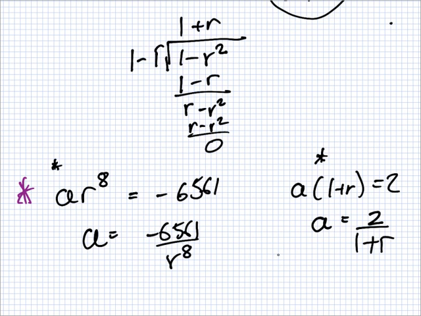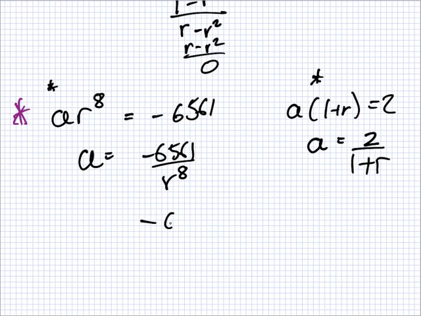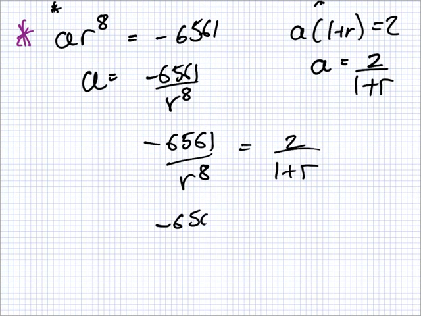And now what can I do? Now, put it in. What's the verb? Substitute. No, equate. Minus 6561 over r^8 equals 2 over 1 plus r. Okay. And now, cross multiply. Yes. Minus 6561 over 2 equals r^8 over 1 plus r.